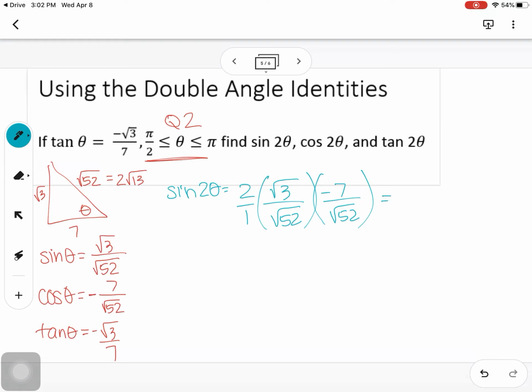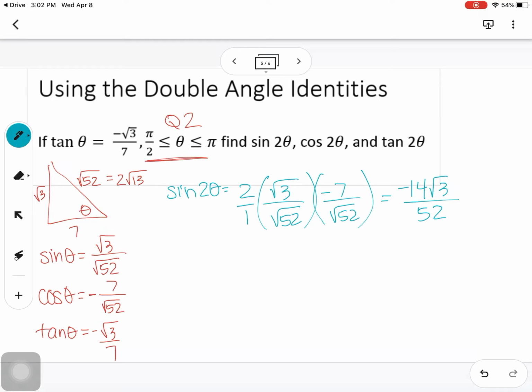Again, the 2 is over 1. When I multiply straight across, 2 times root 3 times negative 7 is negative 14 root 3. The reason I didn't necessarily recommend simplifying is really right here. I am about to multiply root 52 by root 52, which I know just cancels to give me 52.